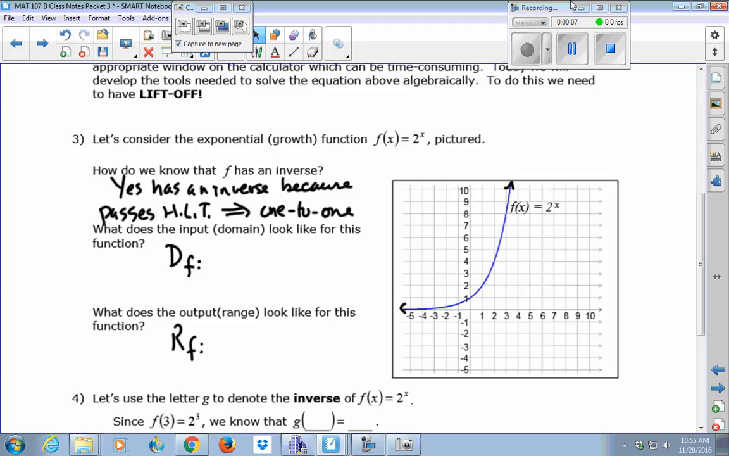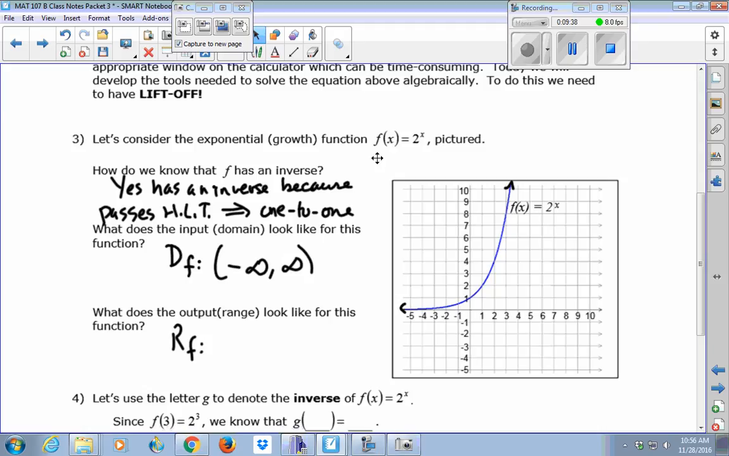Okay, so what's the domain of this function? Right, all real numbers, negative infinity to infinity. Any number along that x-axis is allowed to be the input for x. When it's a negative number, our output is really, really small. In fact, as x goes towards negative infinity, this line is getting really close to 0. That's our horizontal asymptote.